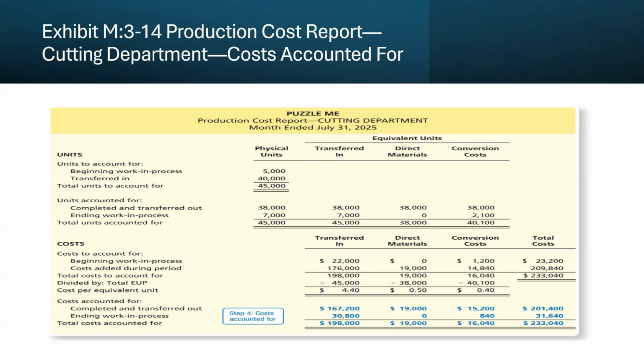The completed report for the cutting department is what you see here in Exhibit 314. So you have the company Puzzle Me production cost report for the cutting department, month ended July 31st, 2025. You have the units, and then you have the costs.